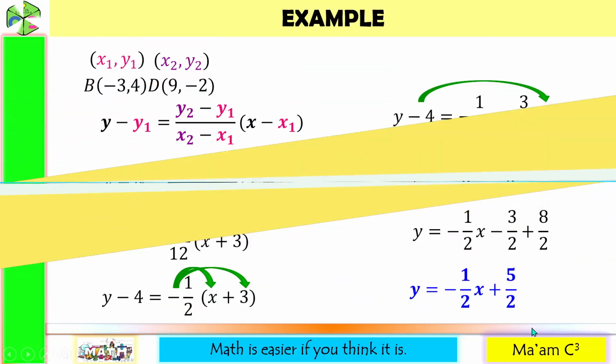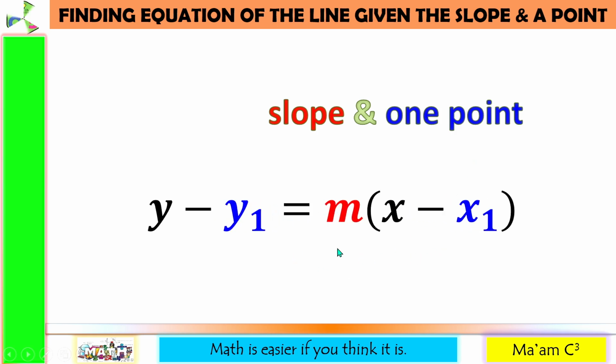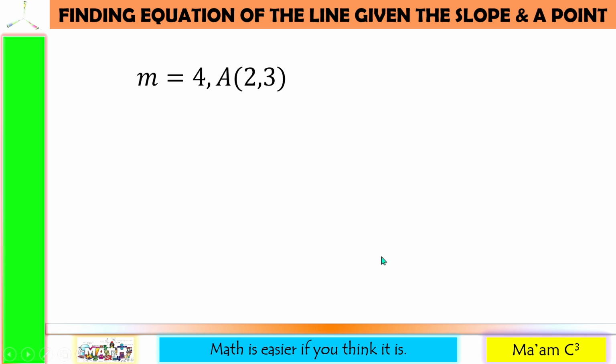This time, let us find the equation of the line when the given is the slope and one point. The formula that we are going to use for this one is y minus y sub 1 equals m times the quantity x minus x sub 1. M here is our slope, while (x sub 1, y sub 1) is our point. Let's have an example. M is equal to 4, that is our slope, and our point is (2, 3).